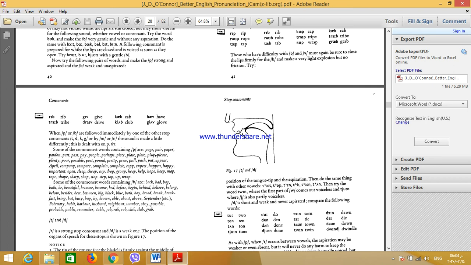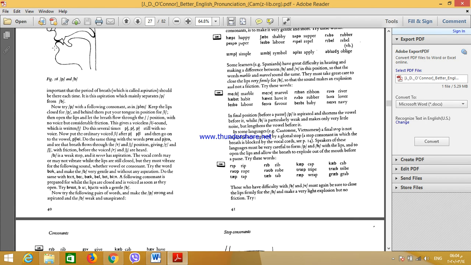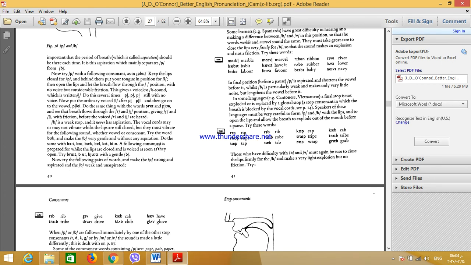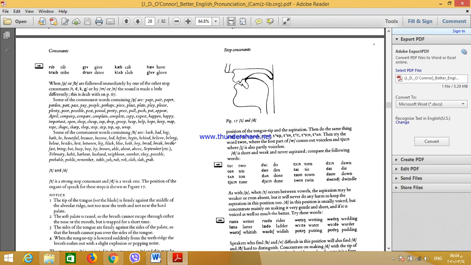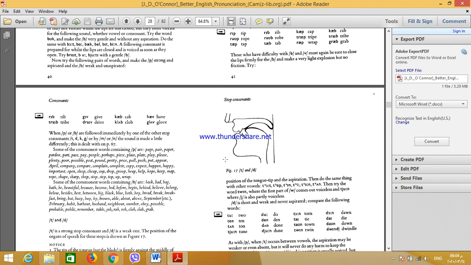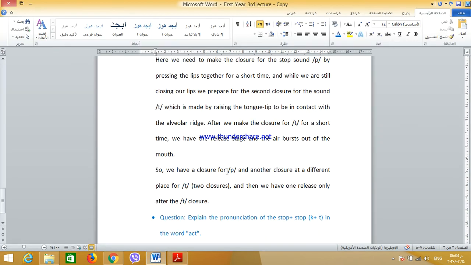So if we want to pronounce the word kept in the correct way, we should keep our lips closed, like this one in figure 16, and we prepare our organs of speech. That is, we raise the tip of the tongue to be in contact with the alveolar ridge while the p is still being pronounced. If you remember, I named this case as the first sound is being pronounced and the second sound is being prepared. Okay? So this is the correct way to pronounce the cluster p, t in the word kept.